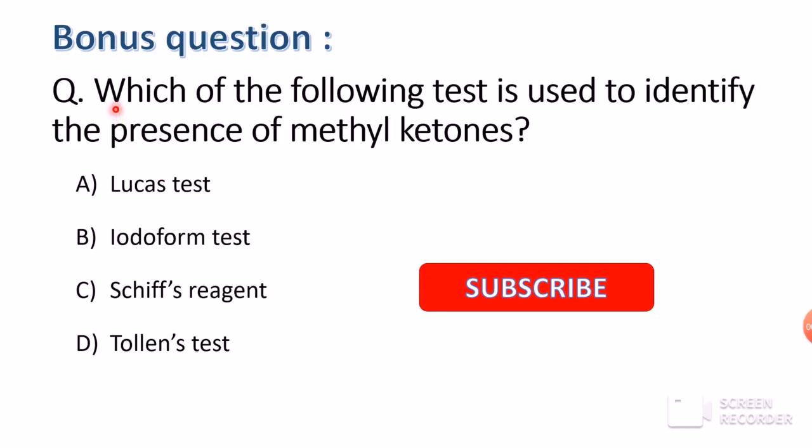The question is: which of the following tests is used to identify the presence of a methyl ketone? Option A is Lucas test, option B is iodoform test, option C is Schiff reagent, and option D is Tollens test. If you know the answer to this question, then comment the option or answer in the comment box.